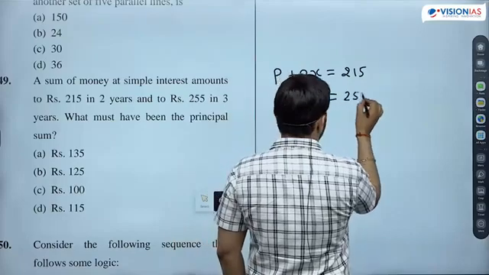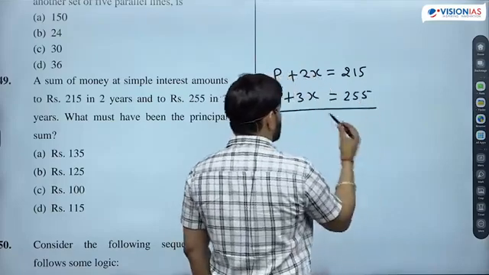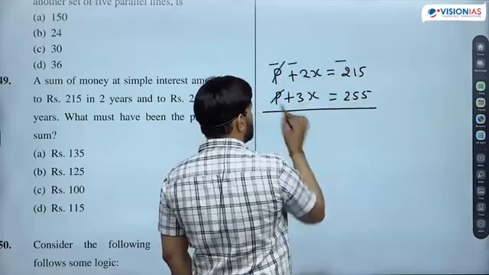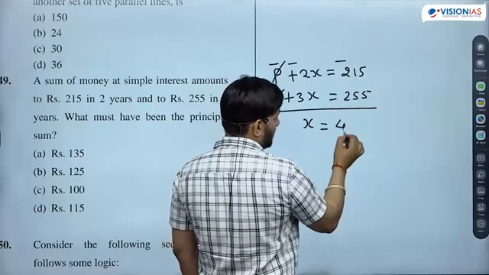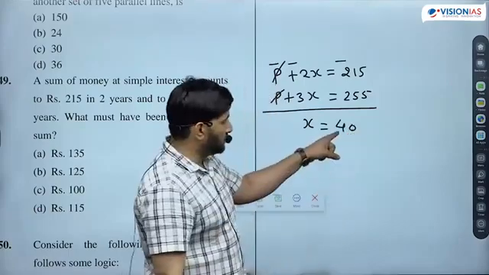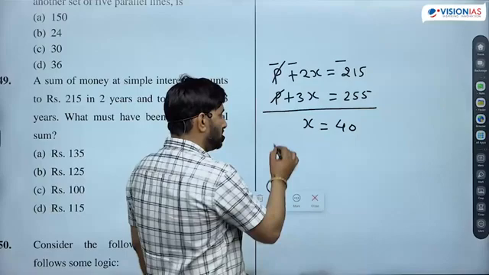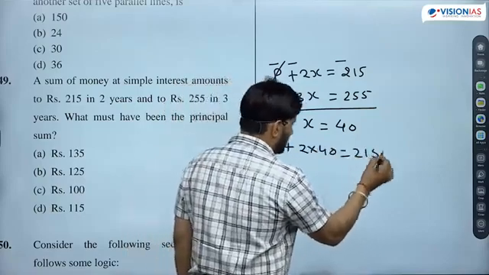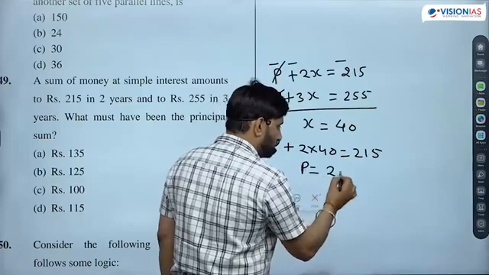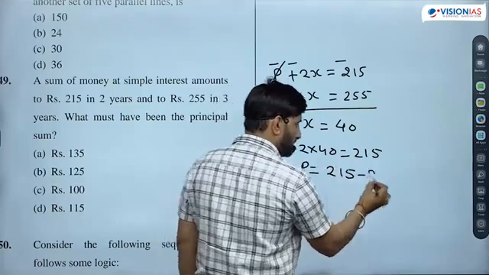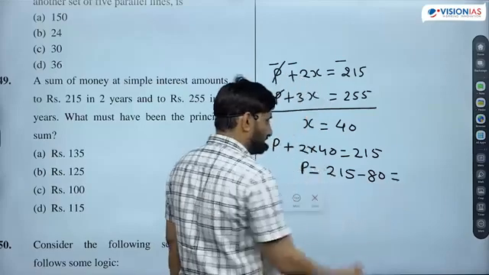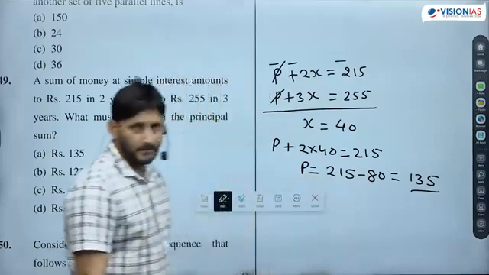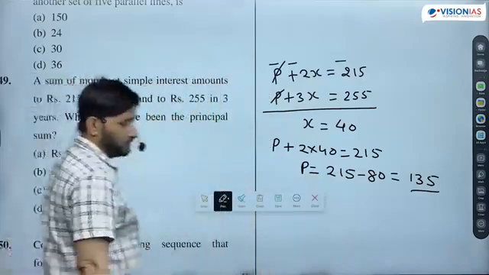that is 255. From here second equation में से first को अगर आप माइनस करेंगे तो what you will get? X is equal to how much? 40. We can substitute the value of X, 40, in the first equation. Principal plus 2 into 40, that is equal to 215. So principal will be equal to 215 minus 2 into 40 is 80. So that is 135, 135. This is the answer. Principal will be 135 rupees.